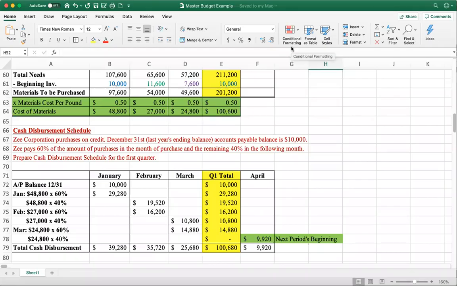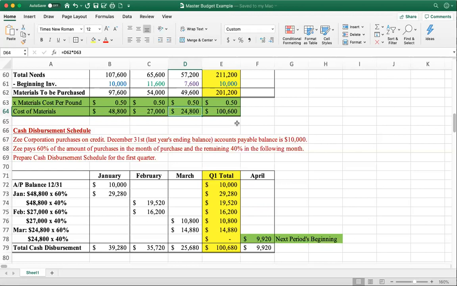The next step is we prepare the cash disbursement schedule. Because we have to purchase material that costs 48,800 for January, 27,000 for February, and 24,800 for March, we may pay cash for all the material, or we may pay some cash and buy some materials on account. So it depends on the company's policy. So look at what Z Corporation's policy is. Z Corporation purchases on credit.